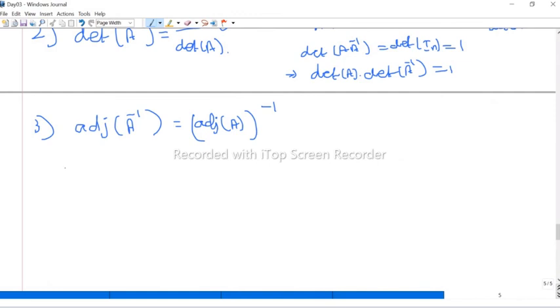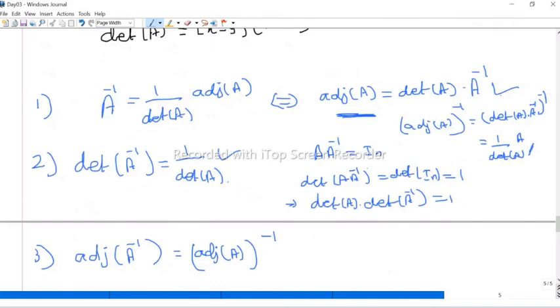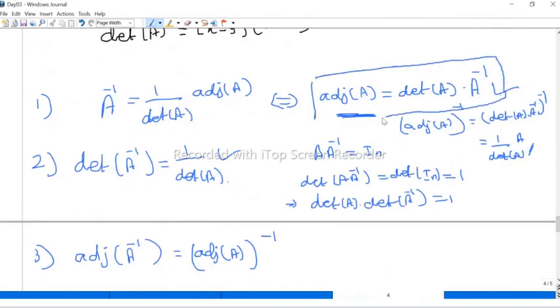Now another property: suppose I assume that A is invertible. What is the determinant of the adjoint of the matrix A? And we know the adjoint of A formula, so adjoint of A is nothing but this thing. Now apply determinant on both sides. So determinant of adjoint A equals determinant of determinant of A times A inverse.